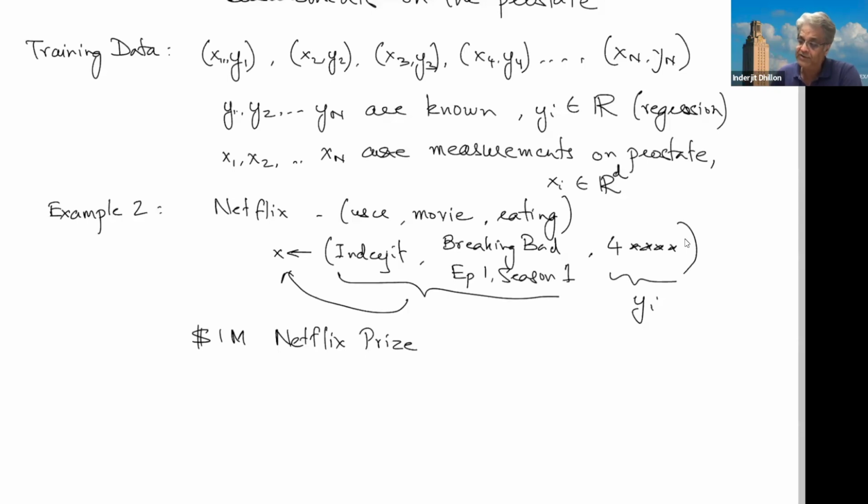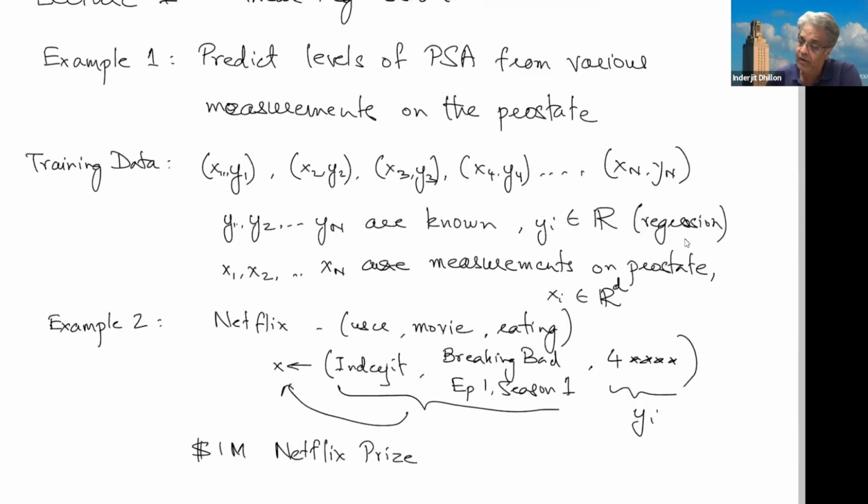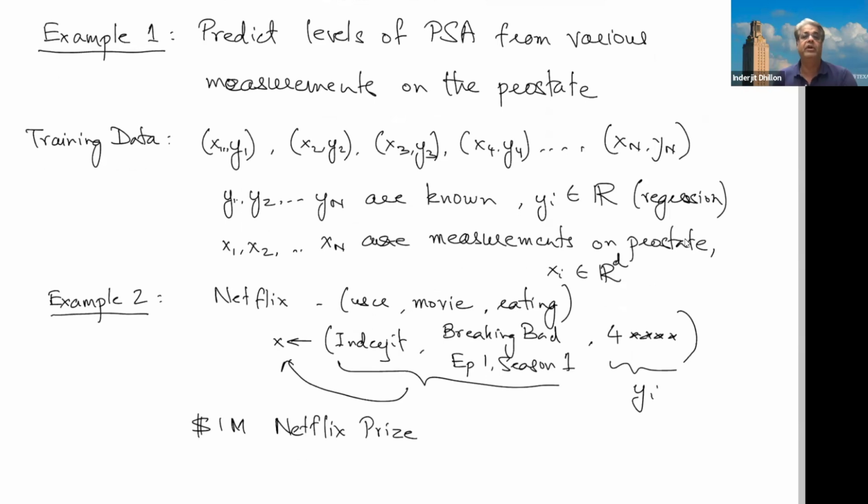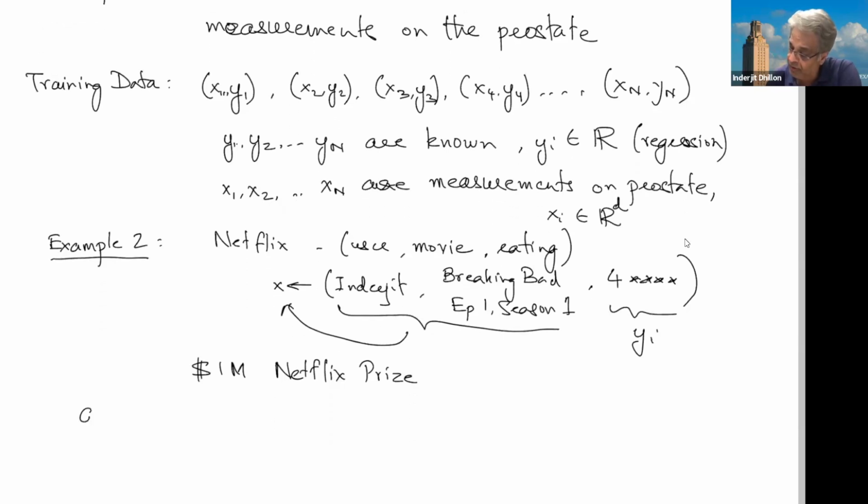Now, in both the above cases, in example 1 you're already given measurements and the level of PSA. In example 2, you're given a user-movie pair and the rating of this movie by this particular user. So what is the actual technical problem that we need to solve? What is the prediction problem? In both these cases, the goal is to predict y for a new x.